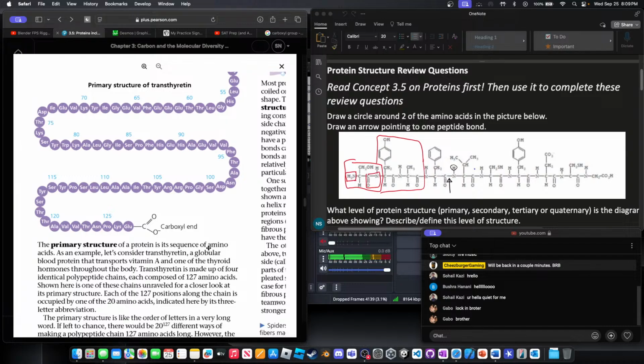Anyways, transthyretin is made up of 4 identical polypeptide chains, each composed of 127 amino acids. Shown here is one of these chains unraveled for a closer look at its primary structure. Each of the 127 positions.